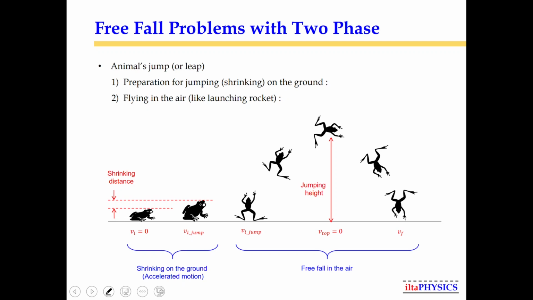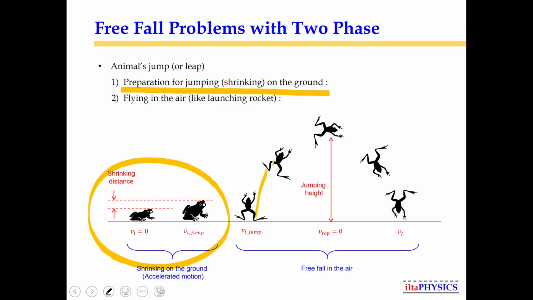Typically, these problems involve insects or animals that gather energy by crouching and then push off the ground to jump. We can interpret these motions using the constant acceleration motion and free fall motion concepts we've learned so far. We can divide this into 2 main stages. The diagram shows the example of a frog. The first stage is the frog crouching on the ground and just before it pushes off, and the second stage is the free fall motion, where it leaps up and then falls back down.